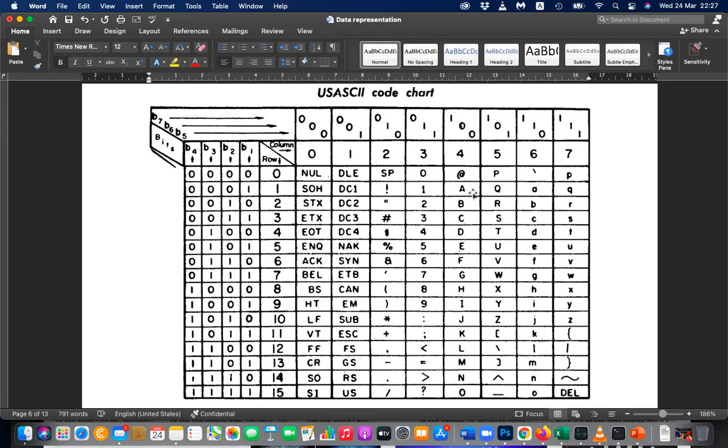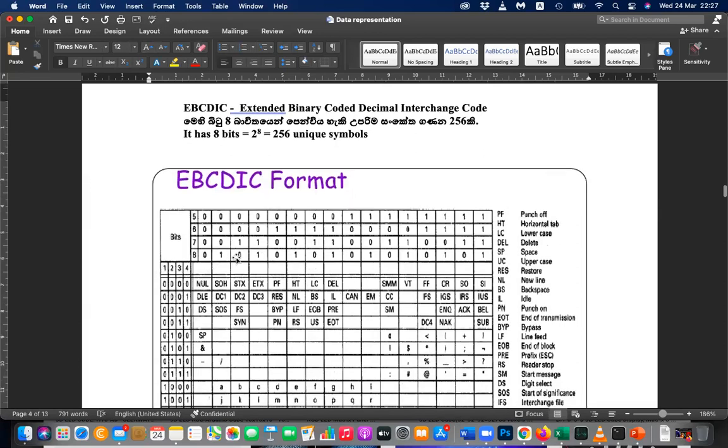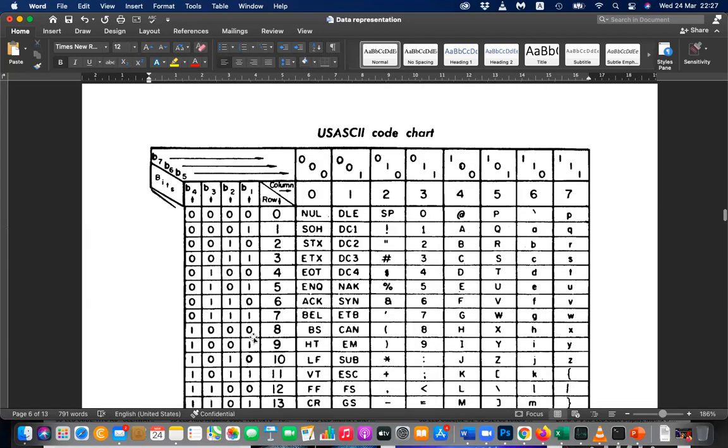You can see capital A resides here. You have to read the other way. This is bit 1, bit 2, bit 3, bit 4, and this is bit 5, bit 6, bit 7, the reverse way. So here you have 1 to 4, 5 to 8, but you have 1 to 4 in this direction and 5 to 7 in this direction. So A is 10000001, which is 65, the ASCII number for the capital letter A.